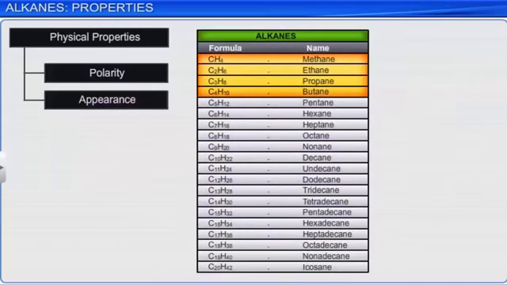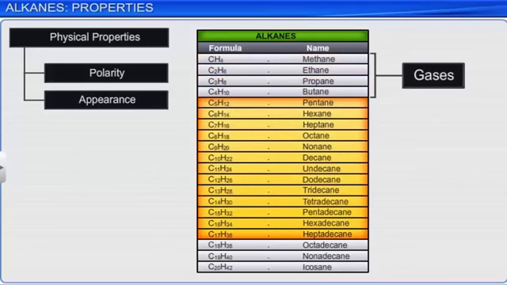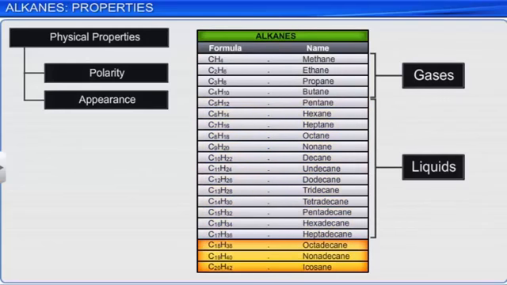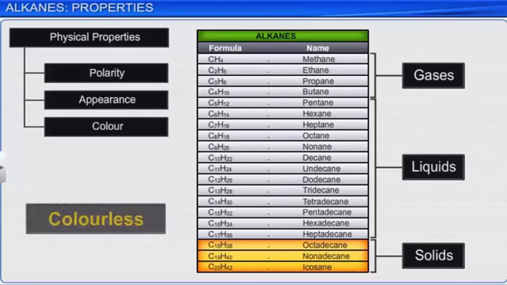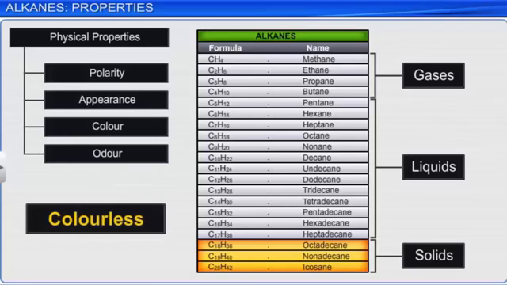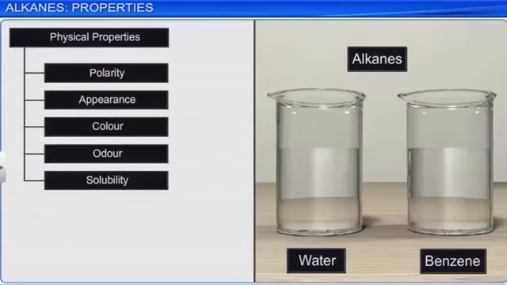Therefore, the first four members of the series, C1 to C4, are gases. C5 to C17 are liquids, while the molecules containing 18 or more carbon atoms are solids at 25 degrees Celsius. They are all colorless and odorless. Due to their non-polar nature, these compounds are insoluble in polar solvents like water and soluble in non-polar solvents like benzene.